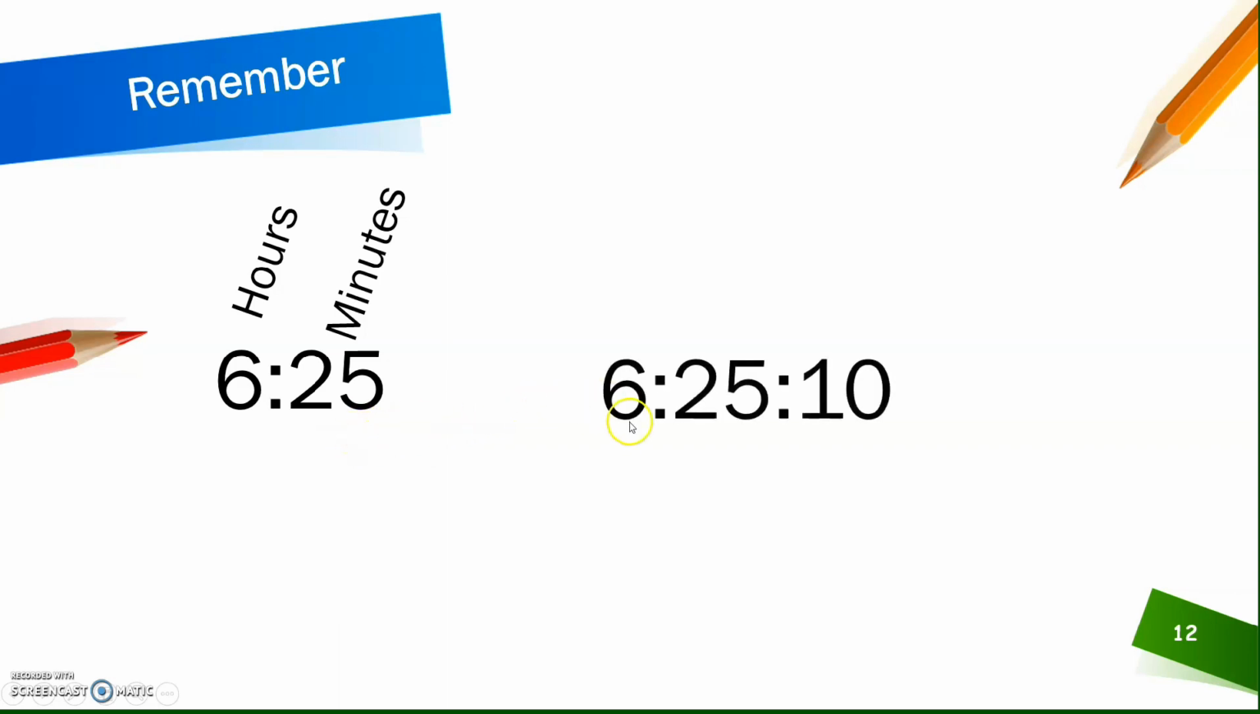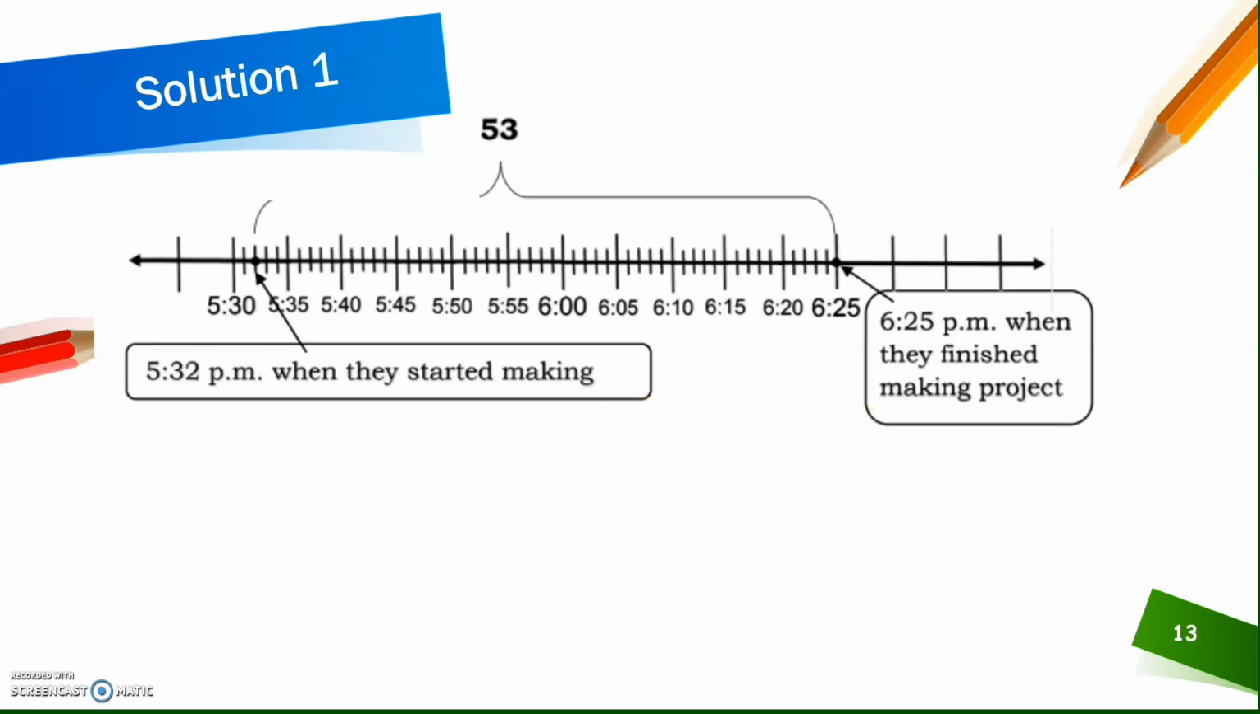Kapag ganito naman ang nakita nyong numbers or time, so ganun pa rin dito sa left side, hours yan. And then sa middle, minutes. And then yung nasa right side, this is what we call the seconds. Okay? So mag-start tayo by using the number line. So ang tawag dito sa method na to ng pagkuha ng elapsed time ay number line.